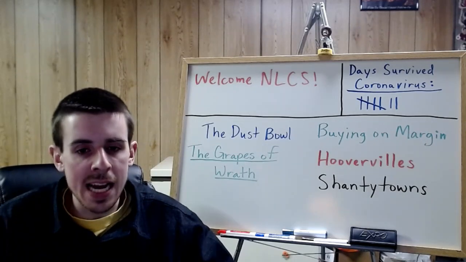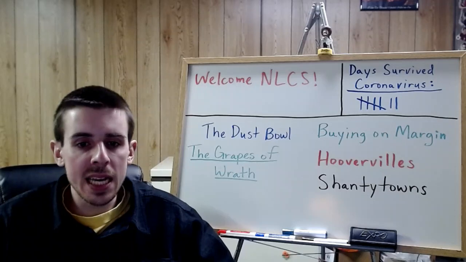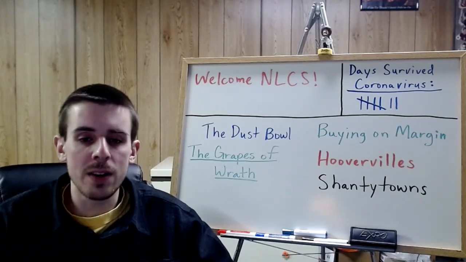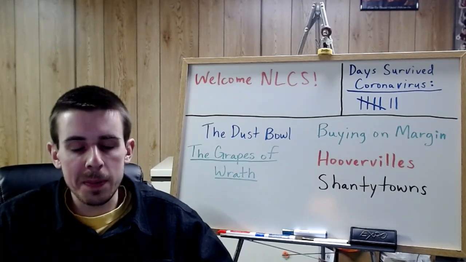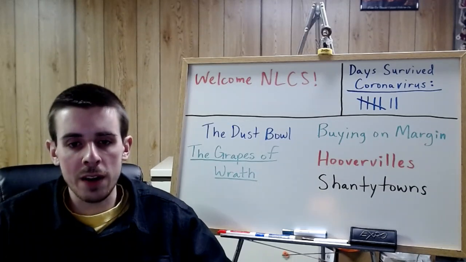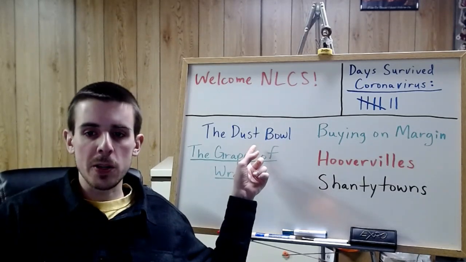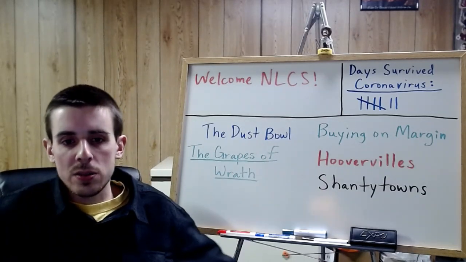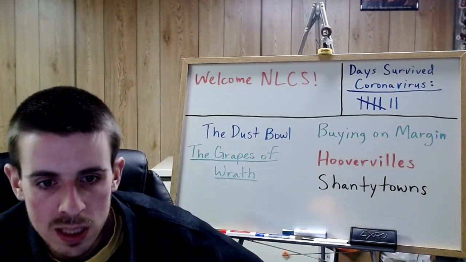There is a natural disaster that happens in our main farming area of our country that ends up causing a lot of issues for a lot of farmers. We call it the Dust Bowl. So the Dust Bowl is right there. So I write that down, and then I'll show you some pictures of the Dust Bowl.